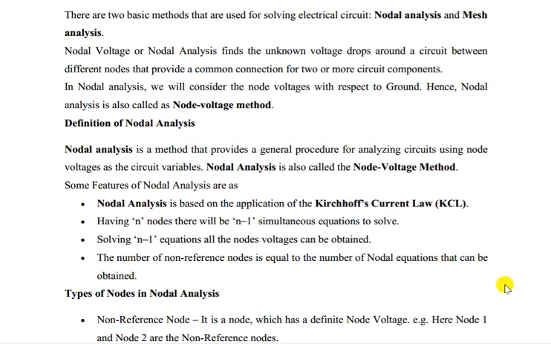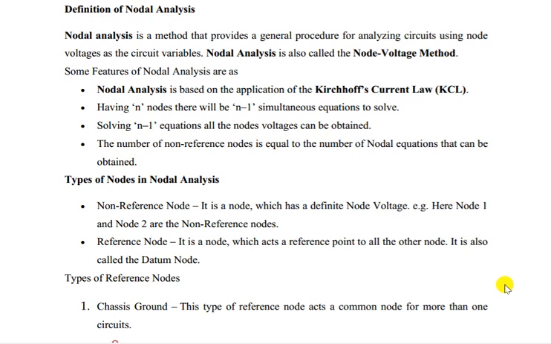If we consider the formal definition, nodal analysis is a method that provides a general procedure for analyzing circuits using node voltages as their circuit variables. Nodal analysis is also called the node voltage method.